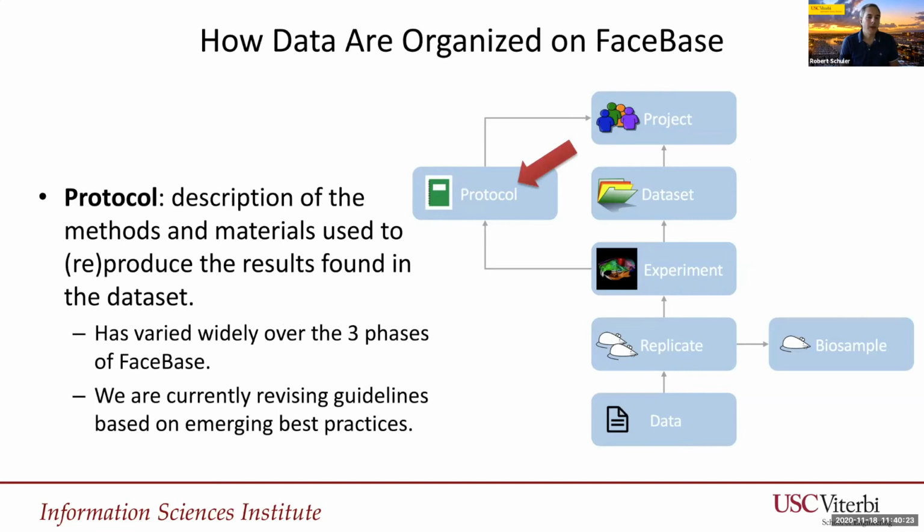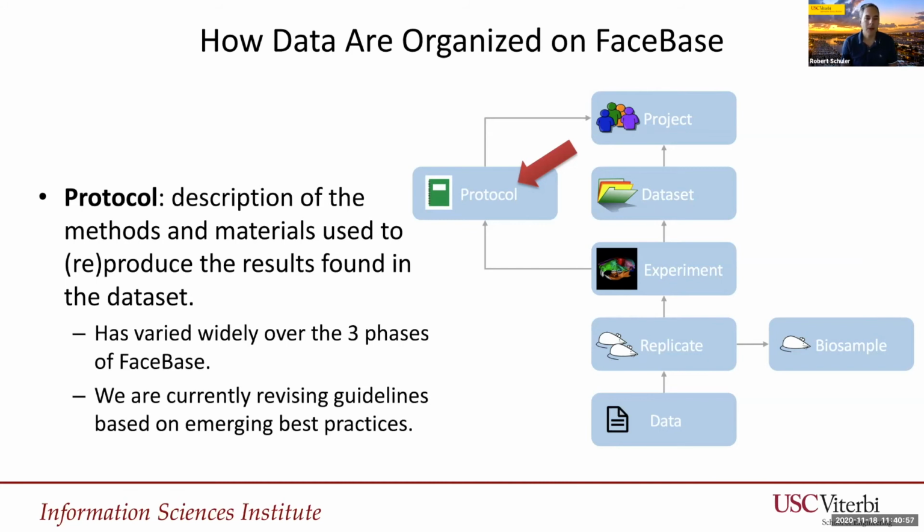I mean, clearly you're all familiar with what this should represent: the methods and materials used to reproduce or produce your results. I just want to mention, though, it has varied a lot over FaceBase, and in earlier years, how much information should be repeated in FaceBase data sets was kind of a big open question. A lot of times there are companion publications that really describe more of the protocols used to produce the data. So I'm just going to say it varies a bit.